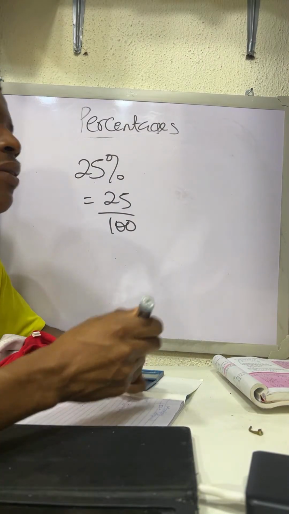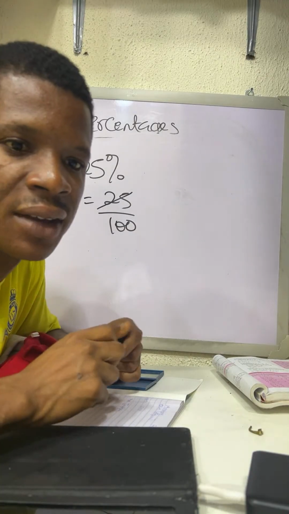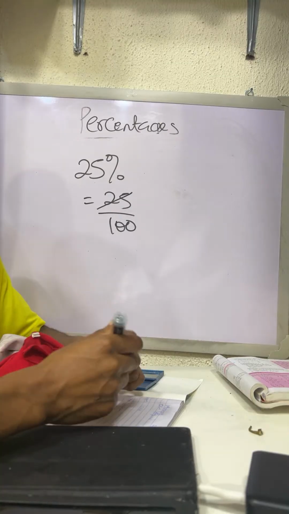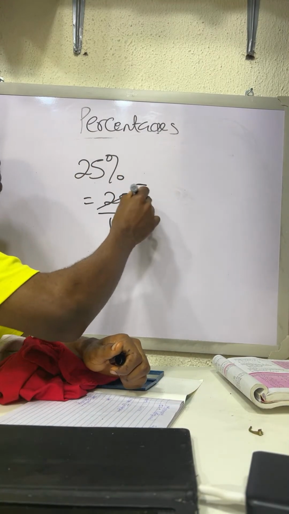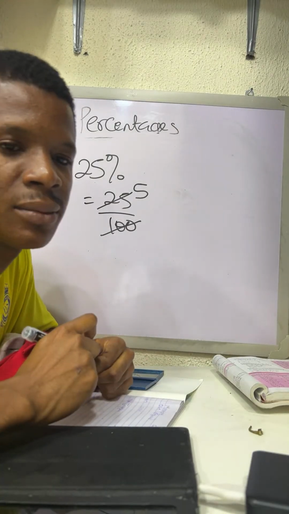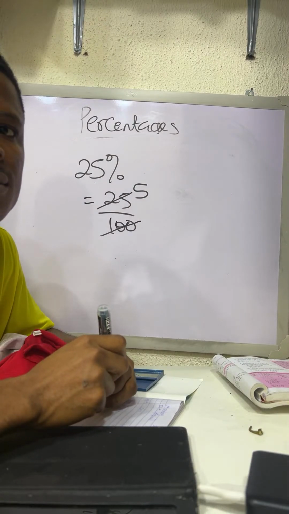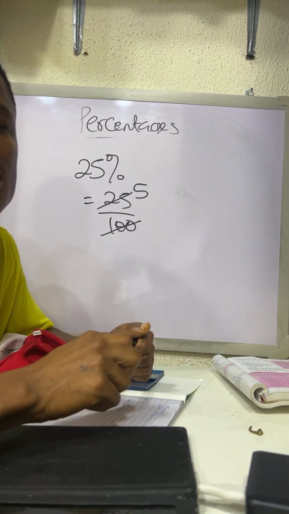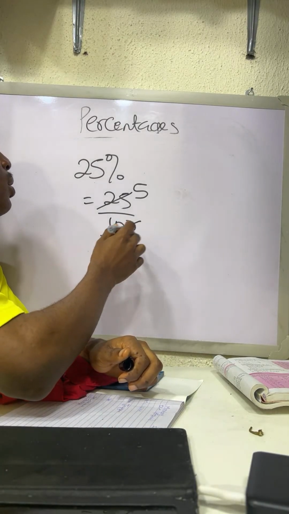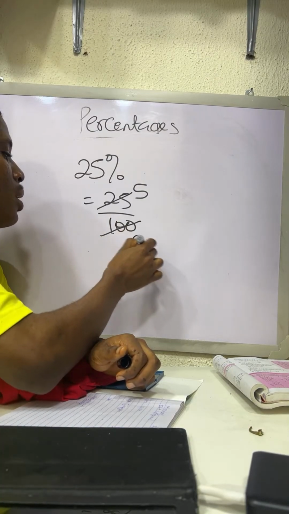5. So if you divide 25 by 5, what do you get? You get 5. Then if you divide 100 by 5, what do you get? No, 5 divided into 100, I made a mistake. 100 divided by 5 is 20.